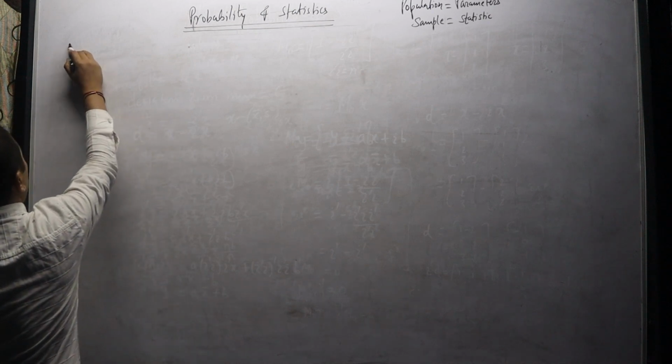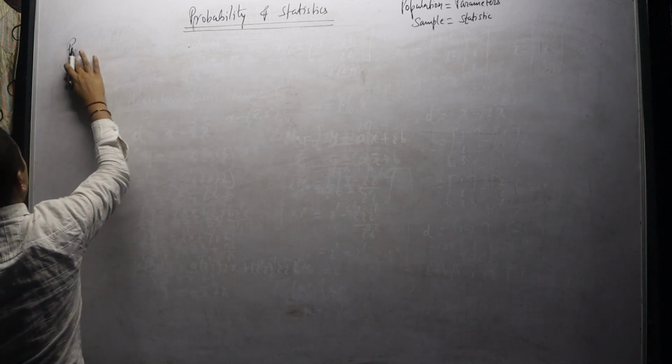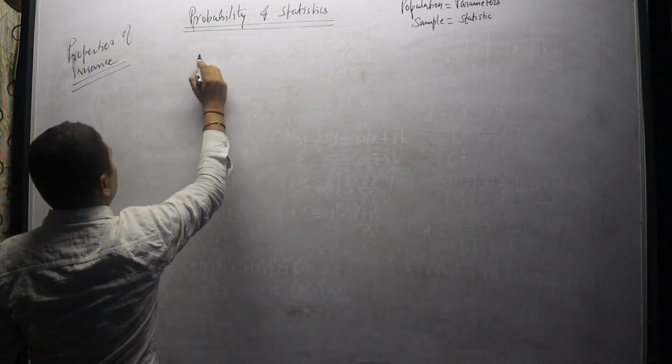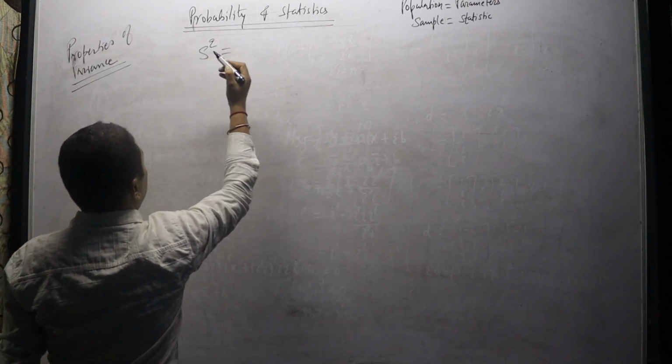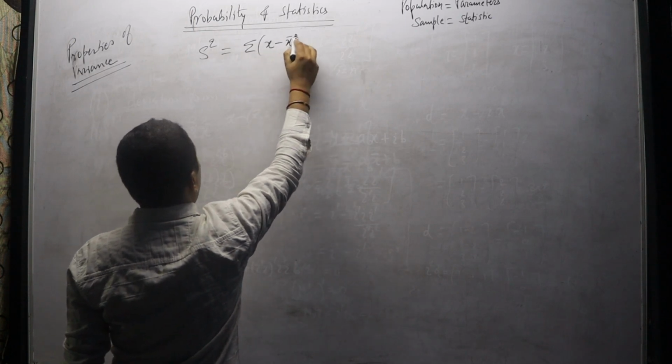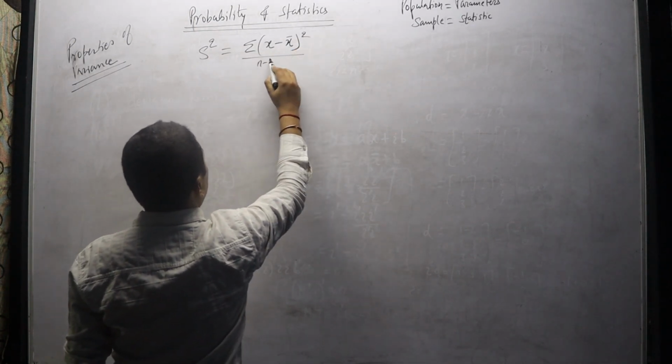Now in this video we are going to cover the properties of variance, or something related with the variance. So we know that in our general notation the variance for the sample is the summation of (x minus x bar) whole square divided by n minus 1.